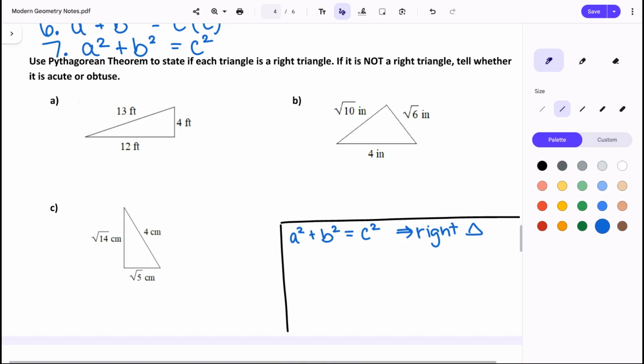Okay, if it's true, I plug in my a, b, and c, it equals itself on both sides, it's a done deal, Pythagorean theorem works, it's going to be a right triangle. Okay, if a squared plus b squared is greater than c squared, so when you plug in your sides, you get a bigger number on the left side than you do on the right side of the equal sign. This means that you're dealing with an acute triangle.